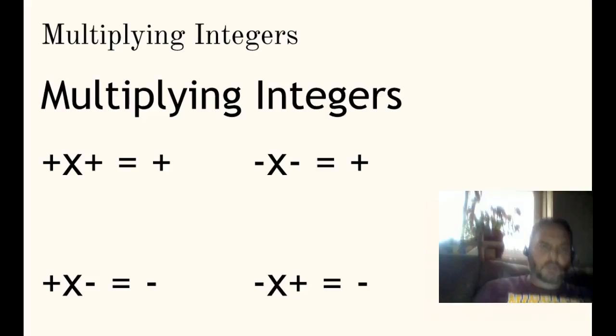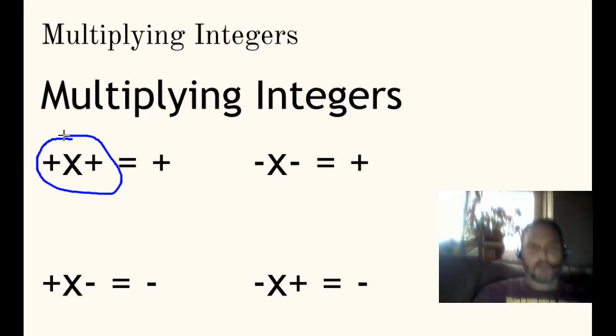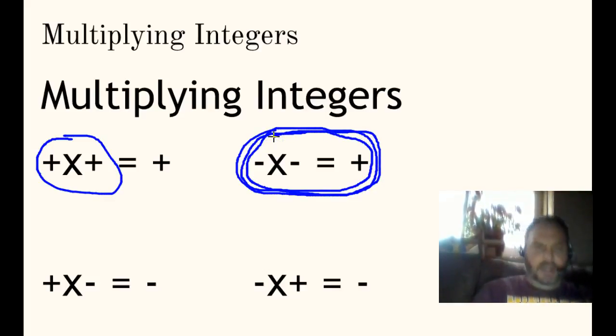Let's continue on. Multiplying integers, we have some simple rules. When we take a positive number times a positive number, we get a positive answer. That's what's going on here. We have a positive number times a positive number. When we take a negative number times a negative number, we get a positive. So this is probably the rule you need to commit to memory the most, because I think students see that negative times negative and they think the answer should be negative, where actually a negative times a negative is a positive.